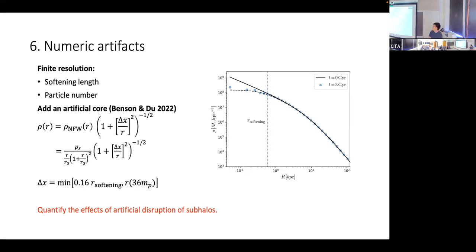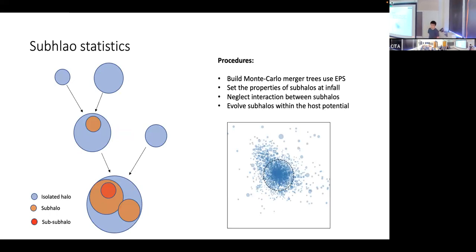Yeah. So then, after we consider these single subhalos, the question is how we look at the status of a lot of subhalos, because in reality, a host halo contains a lot of subhalos. So this is our procedure to do this. First, we build Monte Carlo merger trees using the extended Press-Schechter formalism. Basically, from some root halo, we keep finding its progenitor halos until the progenitor halos reach some mass resolution, and we get this whole merger history. Then we evolve each of these halos in the merger trees forward in time. If two halos merge at this time, the small halo will become the subhalo of the bigger one. So we set the properties of the subhalo at infall.